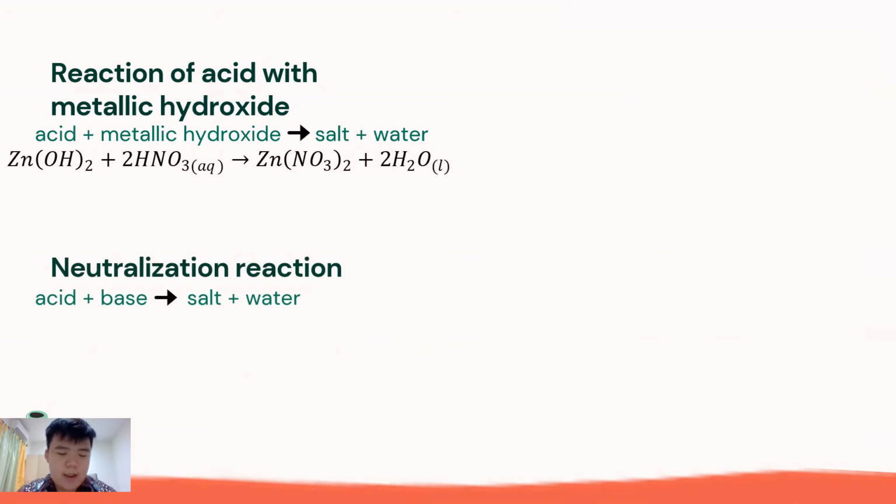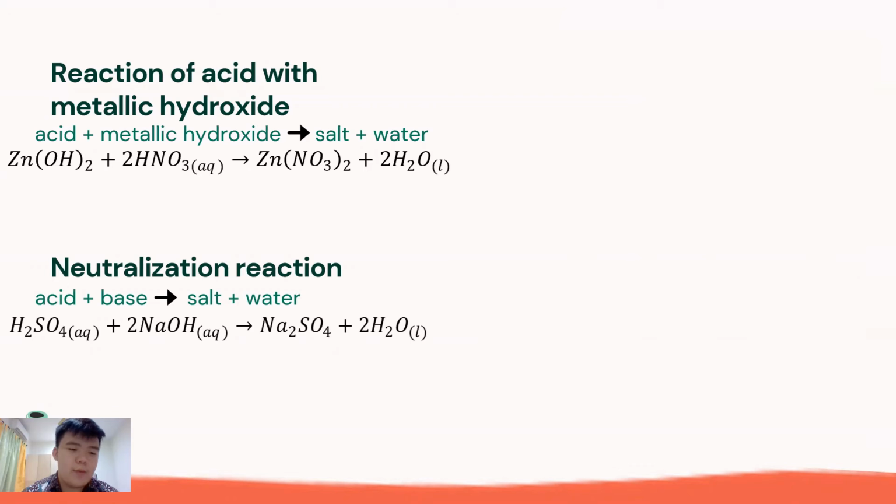A neutralization reaction is when an acid reacts with a base, and it will form salt and water. For example, if we react sulfuric acid with potassium hydroxide, it will yield potassium sulfate and also a water molecule.